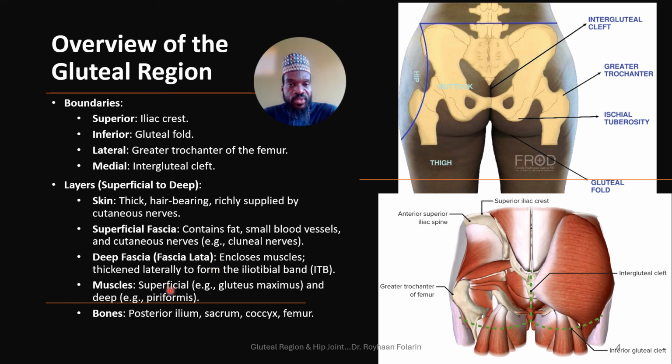Deep to this, you have the gluteal muscles, which are subdivided into superficial and deep groups of muscles, which we'll come to shortly. And then you have the bones and the neurovascular structures. So you have the bones: the posterior surface of the ilium, then the sacral bone, the coccyx, and the femur contributing to that area.